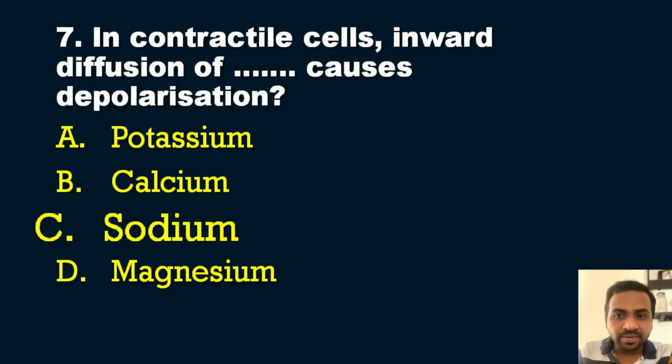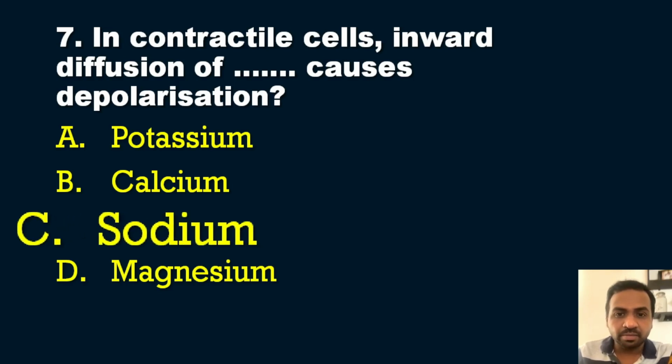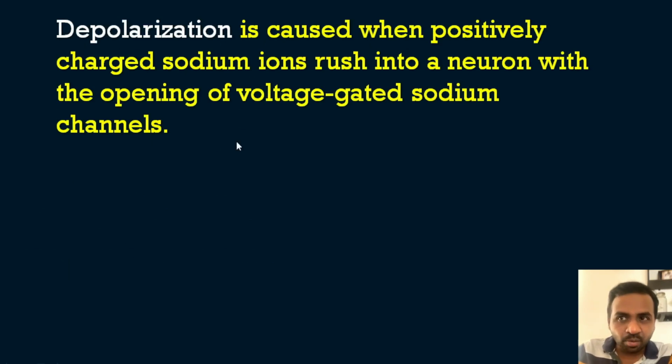So the answer for this question is option C, that is sodium. So we will have a small explanation regarding the depolarization and the repolarization. In depolarization, what is happening is it is caused when positively charged sodium ions rush into a neuron with the opening of voltage gated sodium channels. So sodium is the key electrolyte in the depolarization. Voltage gated sodium channels are the key part.